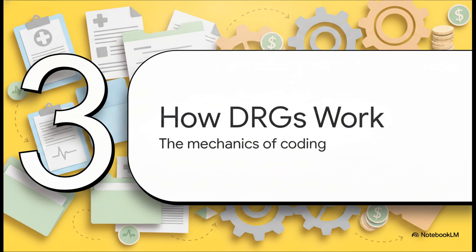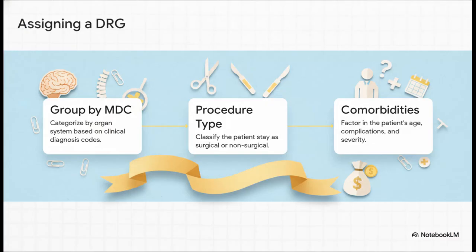Moving on to part three, how DRGs actually work. Assigning a DRG isn't just guesswork. It requires incredibly meticulous coding. First, in step one, a patient is assigned to a broad major diagnostic category based on clinical similarities. Then, step two classifies the hospital stay as either surgical or non-surgical using specific procedure codes. And finally, step three refines that grouping by factoring in things like the patient's age, any comorbidities, and complications. All of that combined calculates the final payout.